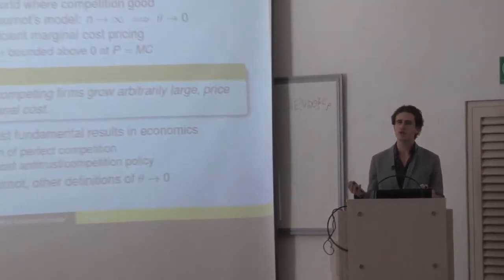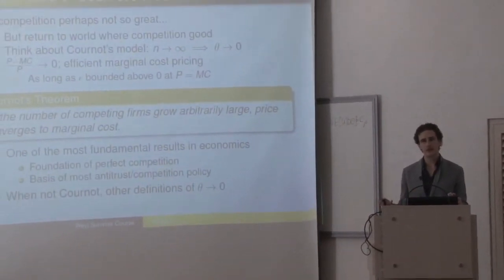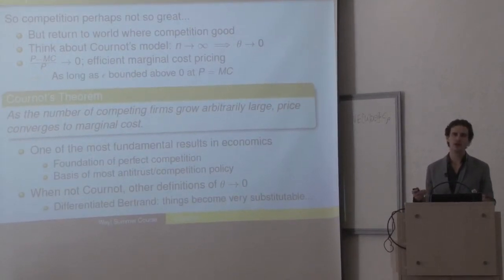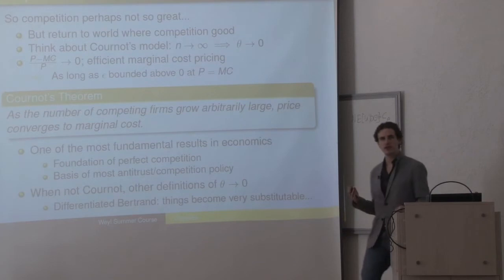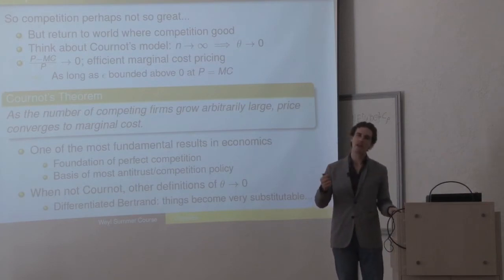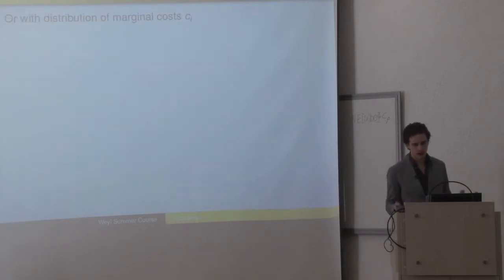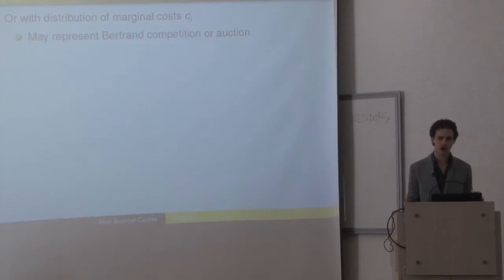Now, of course, when we don't have Cournot competition, when we have other forms of competition, again, there will be cases when theta goes to 0. And when theta goes to 0, those will be when you get a result that's like Cournot's theorem, right? So, for example, in differentiated Bertrand competition, it will be when the goods become very substitutable. It's when every sale that I make goes to someone else that I'm competing with. When the diversion ratio goes to 1, right? Another version is with a distribution of costs. So that could represent Bertrand competition. It's also, as I said, the same as a first price auction.